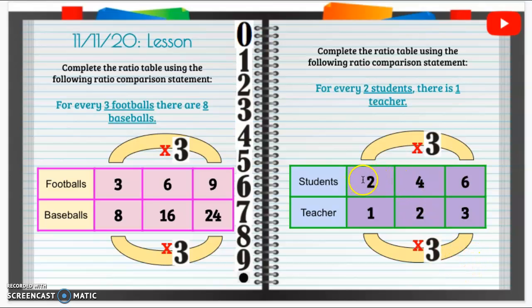You can also see that we went up by 2s here. We went 2, 4, 6. And then down here at the bottom, we went 1, 2, 3. Awesome job. That's it for the lesson part, and then we'll go on to the practice next.